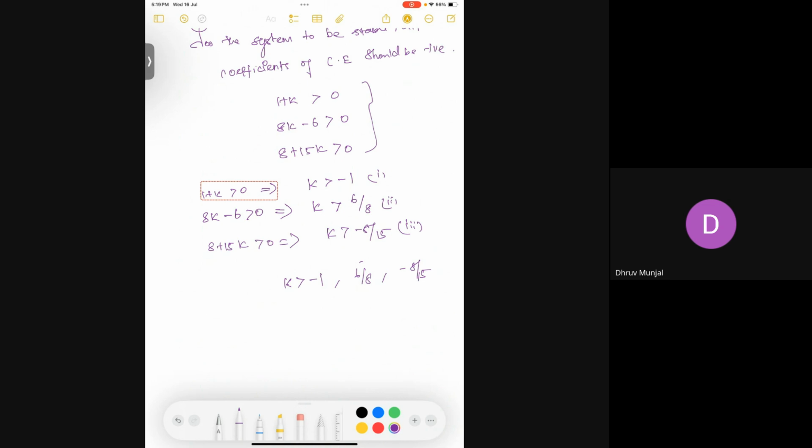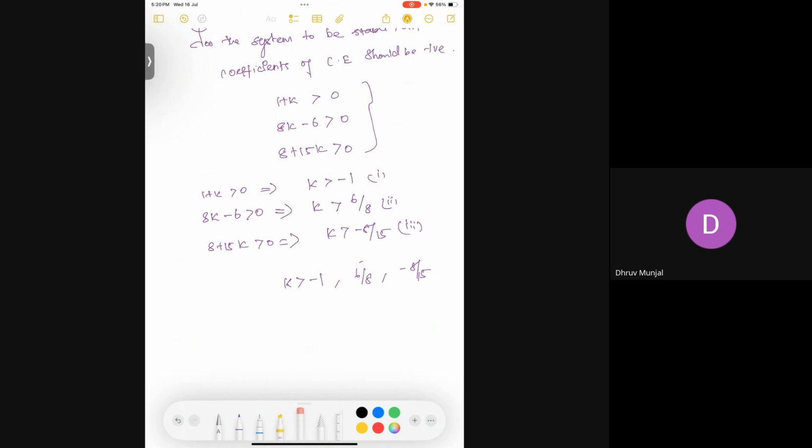C option tells k should be less than minus 1. This is also not correct because this contradicts this. So we are ruling out C. D option is minus 1 less than k less than 3 by 4. There is no upper bound for this equation right now we found, because according to this equation k should be greater than 0.75, but here the upper bound is 3 by 4, so the D option will also be wrong. So out of this, we couldn't find any of the options so far, right?